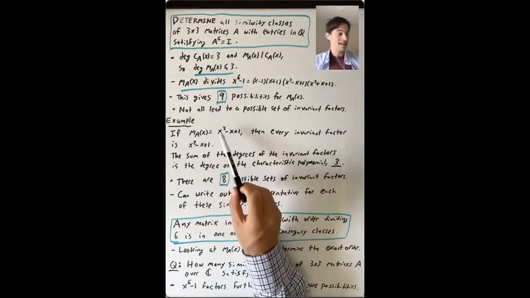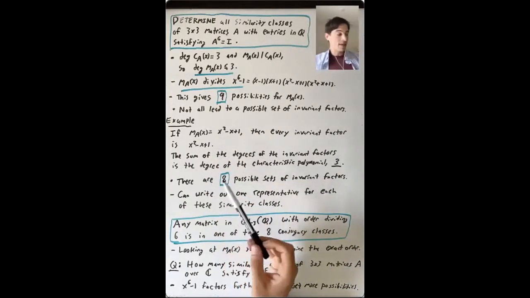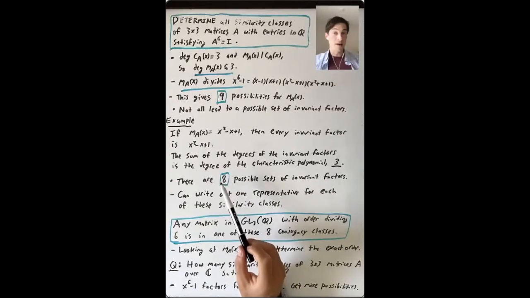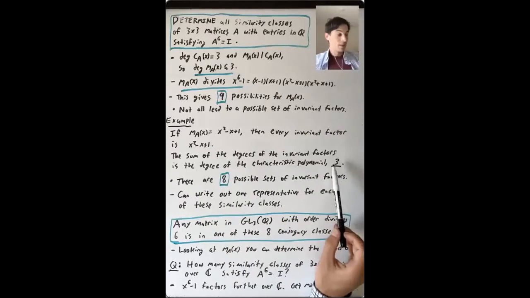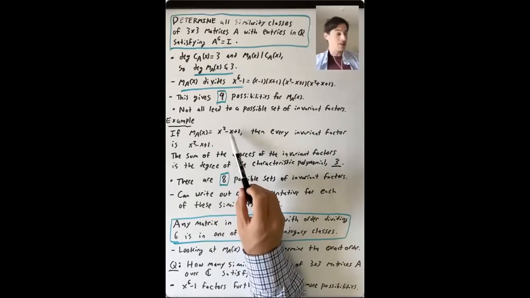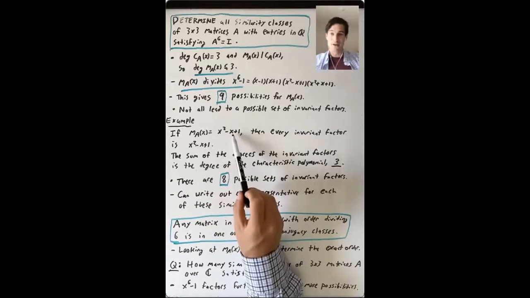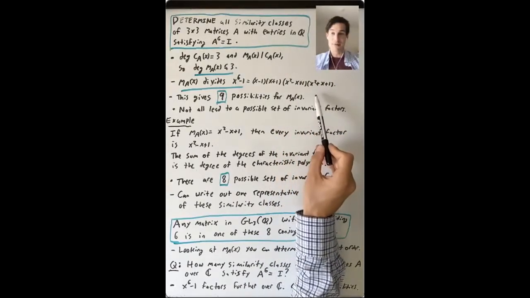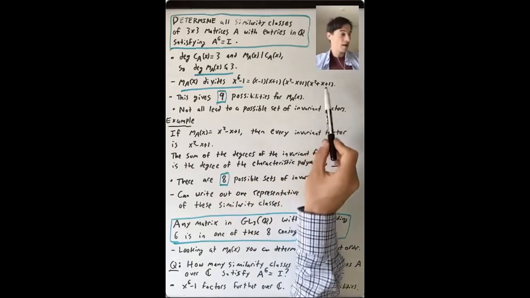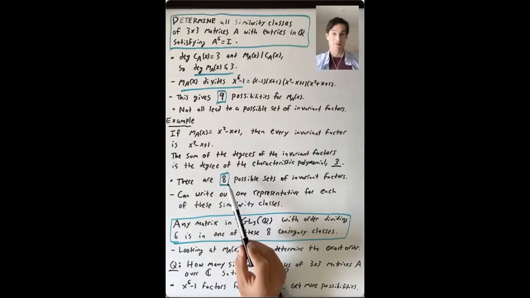So if the minimal polynomial is x squared minus x plus 1, then every invariant factor has to be x squared minus x plus 1. But that's a problem, because the product of all of the invariant factors is the characteristic polynomial. So the sum of the degrees of the invariant factors is the degree of the characteristic polynomial, which is 3. But we can't take a product of a bunch of things of degree 2 and get something of degree 3. So it's just not possible for the minimal polynomial to be this irreducible polynomial of degree 2. If you carry out this process, writing down all the possibilities for the minimal polynomial, this one gives you a problem. Similarly, x squared plus x plus 1 would give you a problem. This leaves 8 possible sets of invariant factors.